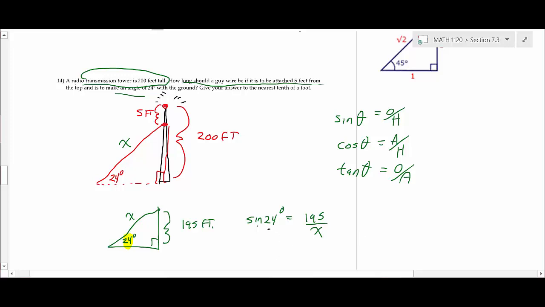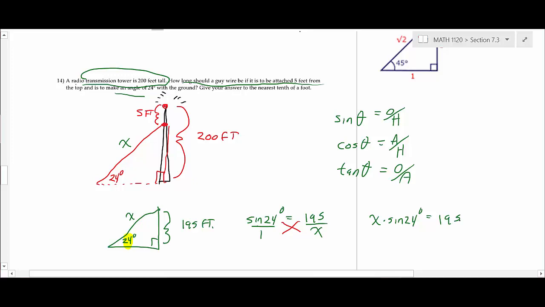Okay, so let's go ahead. This is a proportion. You can think of this as a proportion. One way you've learned how to solve proportions is to cross multiply, right? That's one way, so let's just do it that way. If we cross multiply, you would get x times the sine of 24 degrees is equal to 1 times 195, or 195.